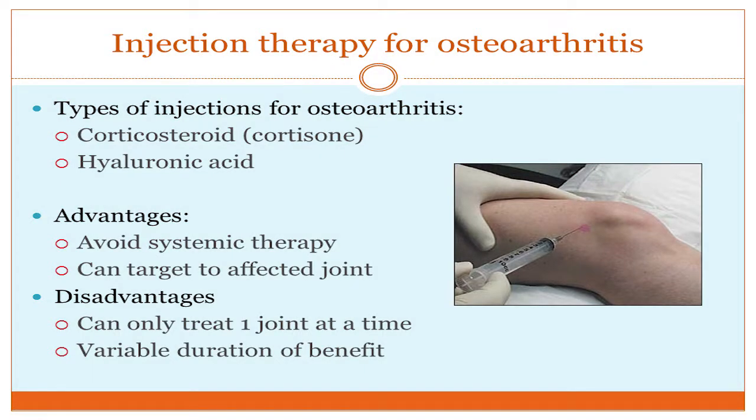Okay, so moving on to injections. Generally 2 types of injections are given for osteoarthritis. Steroid injections, cortisone type shots, and something called hyaluronic acid can be given as well. The advantages of injection therapy for osteoarthritis is that it avoids systemic therapy. So, the anti-inflammatories with all of their side effects, you could avoid that. And the treatment directly targets the affected joint.